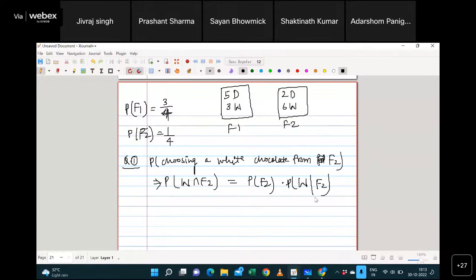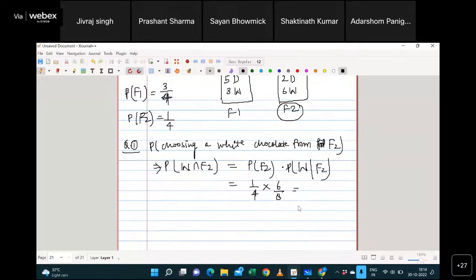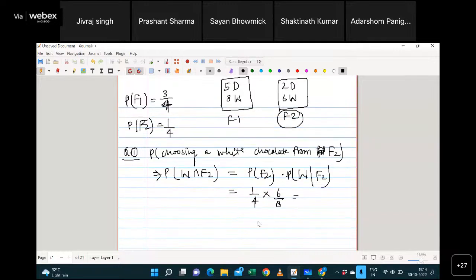The probability of F2 is 1 by 4, times the probability of W given F2. W given F2 means I need to consider only fridge 2. So what's the probability of white chocolate in fridge 2? 6 by 8. Just compute the final value; I'm only describing the fundamental concept. So it's clear, here I can apply the multiplication rule.